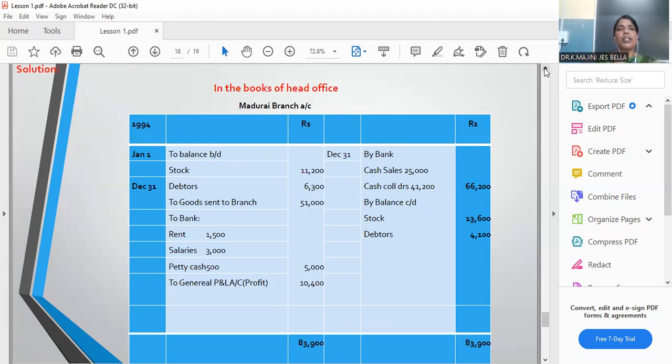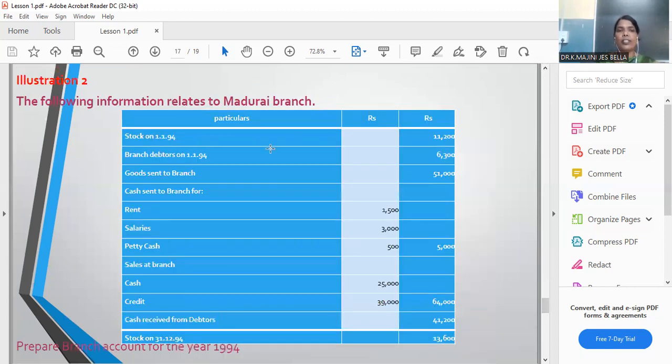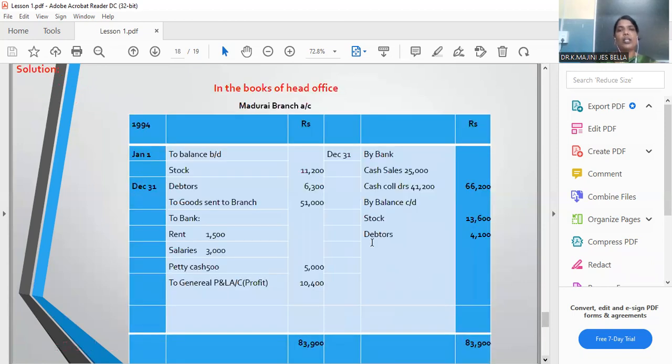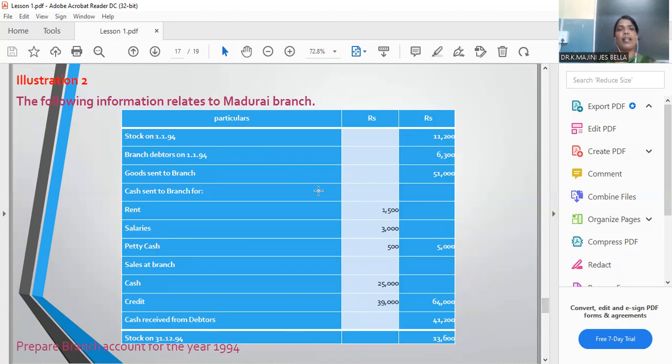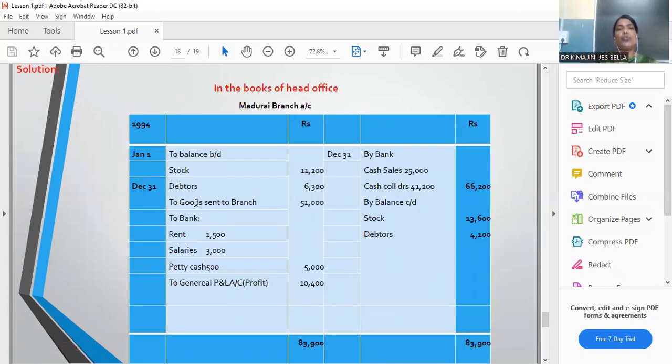What are the items here on January 1st? Stock is there, debtors is there, isn't it? Stock 11,200, debtors 6,300. So we have to write here stock 11,200, debtors 6,300. Then we can see the question, goods sent to branch, how much? 51,000. Goods sent to branch we should also write on the debit side. To goods sent to branch 51,000.